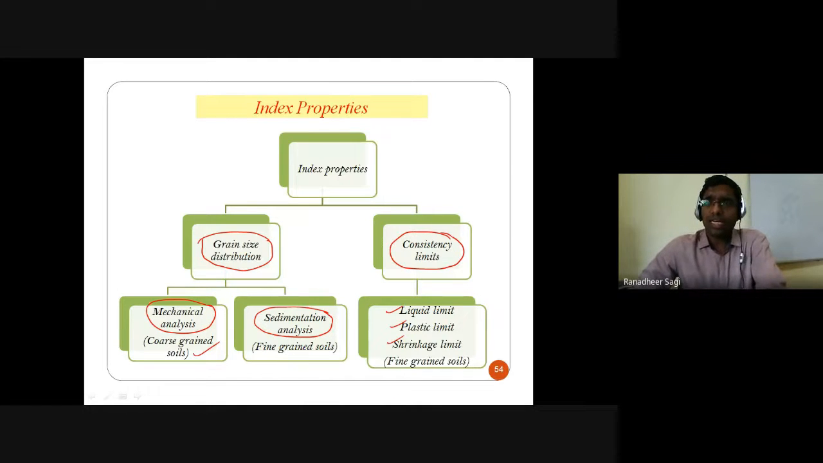So in order to get a complete grain size distribution analysis, first what we need to know is what type of test I need to be conducting on that particular soil, whether I should go for what is called dry analysis, which is mechanical analysis or sieve analysis, or whether I should go for sedimentation analysis.